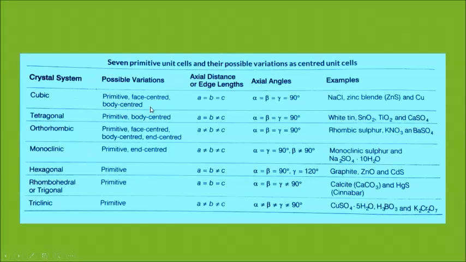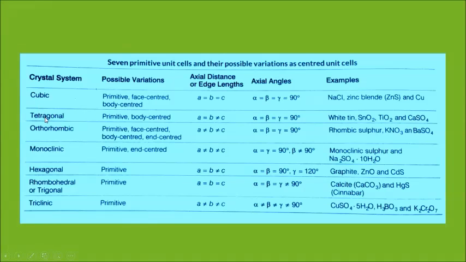Here no end-centered is there, and you can see here the axial distances, or what we name edge lengths a, b, c, that are equal. All three edges are equal, and the axial angles are also equal in this case. The examples are sodium chloride, zinc blende, that is zinc sulfide, and copper. These crystals have the cubic unit cell structure.